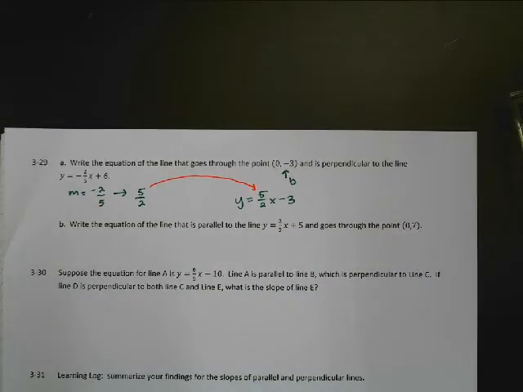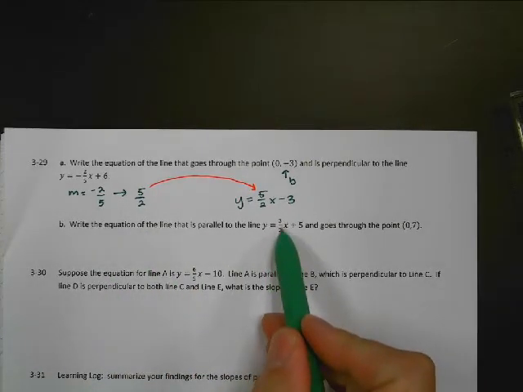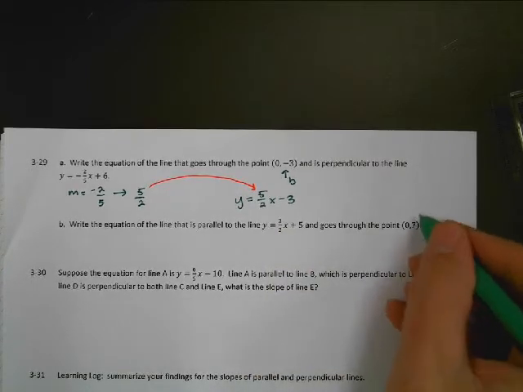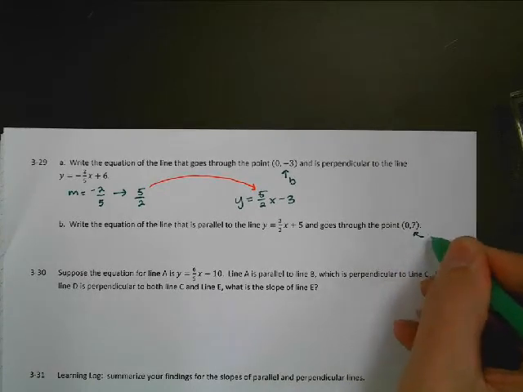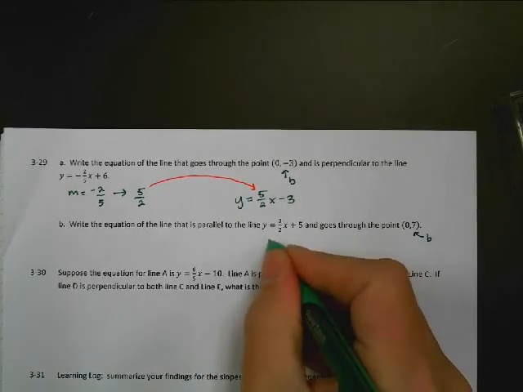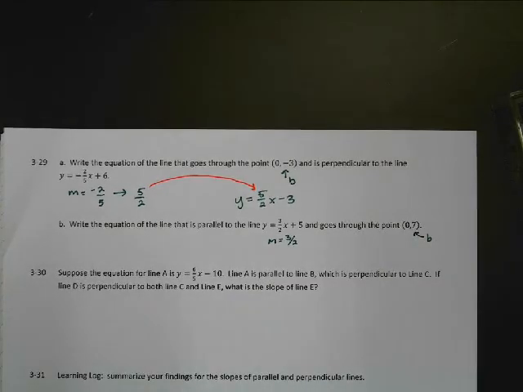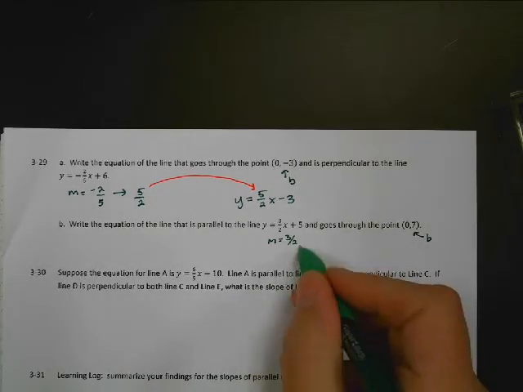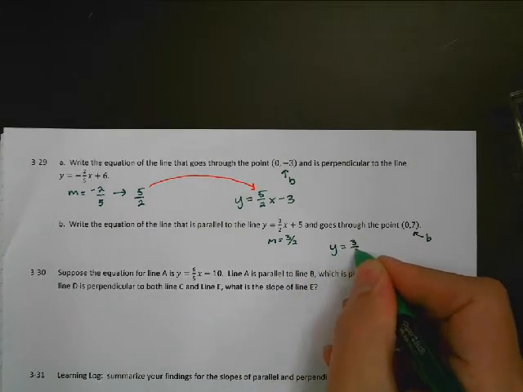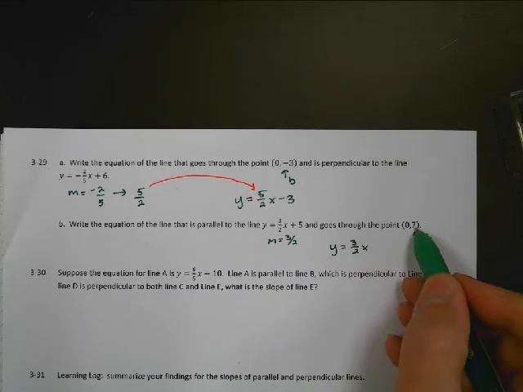All right, next one. Write the equation of the line that's parallel to this one. So this one has a slope of 3/2, and it goes through the point 0, 7. They're nice enough again to give us the b value, 7. If this line here has a slope of 3/2, we said with parallel lines, the slopes are the same. So our line also has a slope of 3/2. So our line would be y equals 3/2 x. There's the slope because they're parallel, they have the same slope. But the y-intercept for this one is 7.